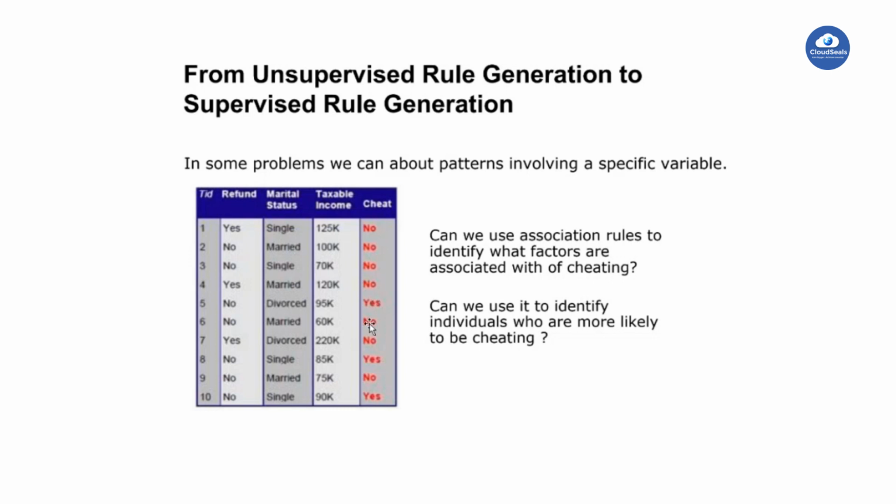Let's observe the "no". If it has the "no", the no's are seven. Let's check how many no's the refund has. How many no's? Four no's and three yeses. Shall we be able to say that if the refund is no, automatically the cheat will go to no? We are able to say that? No, we can't say.